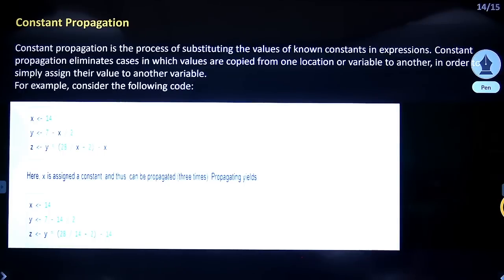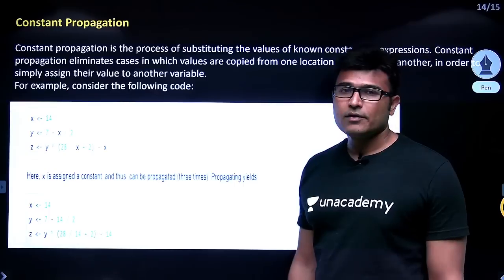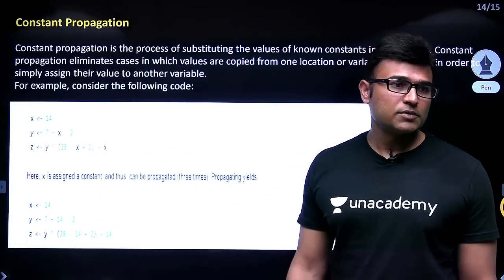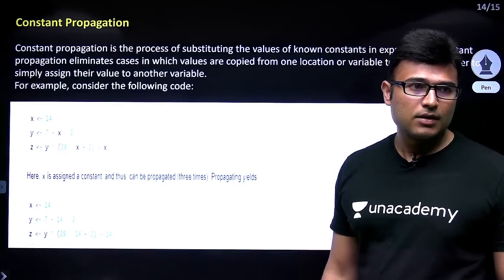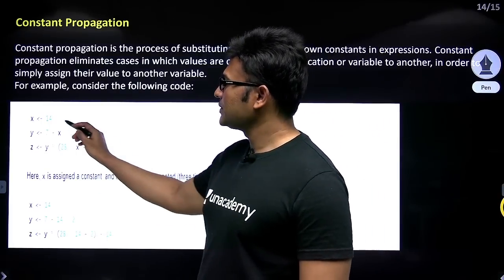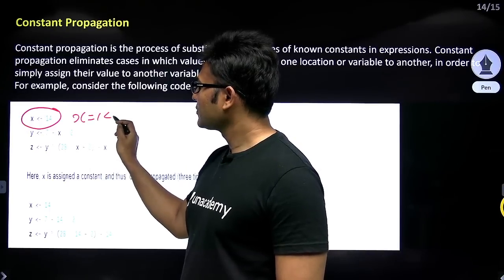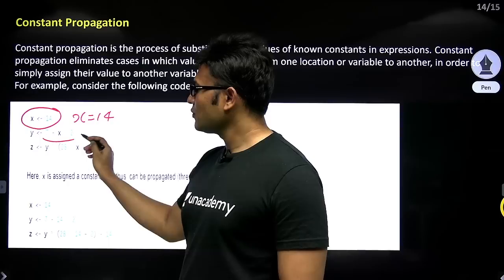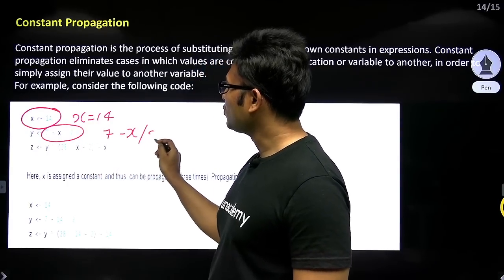And next one is constant propagation. So constant propagation says that whenever, okay, I don't think that this code is visible. Just check if this code is visible. Okay, so here there is a statement x equal to 14. Okay, and here there is a usage of x. Okay, 7 minus x divided by 2, right?